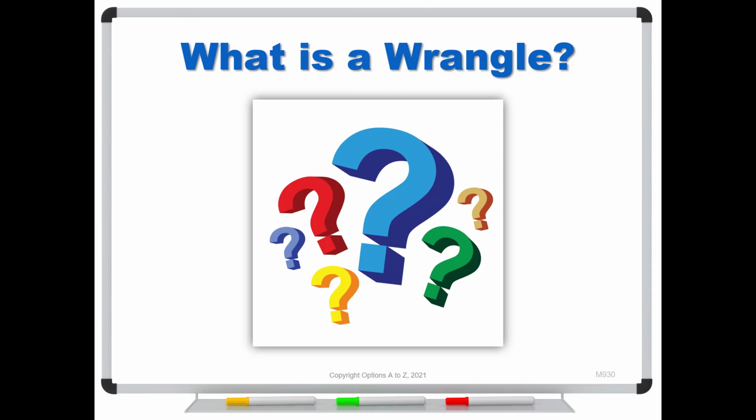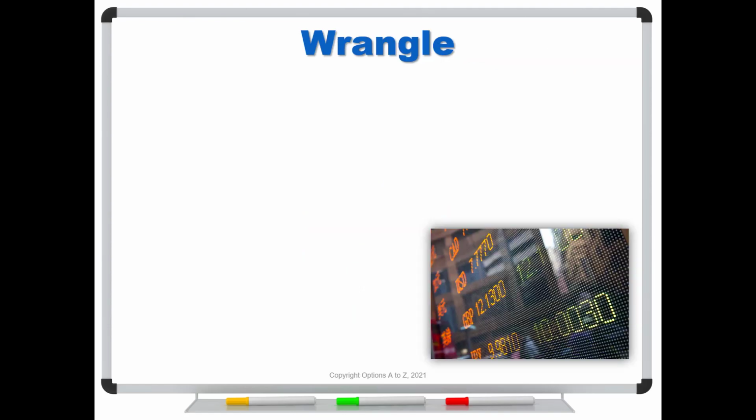So we're going to look at one today called a wrangle. So what in the world is a wrangle? Well, a wrangle is one of many what are called volatility spreads. It's basically delta neutral, which means that however many deltas you've purchased are going to be roughly the number that you will sell. So a very common delta neutral strategy is things like straddles and strangles.